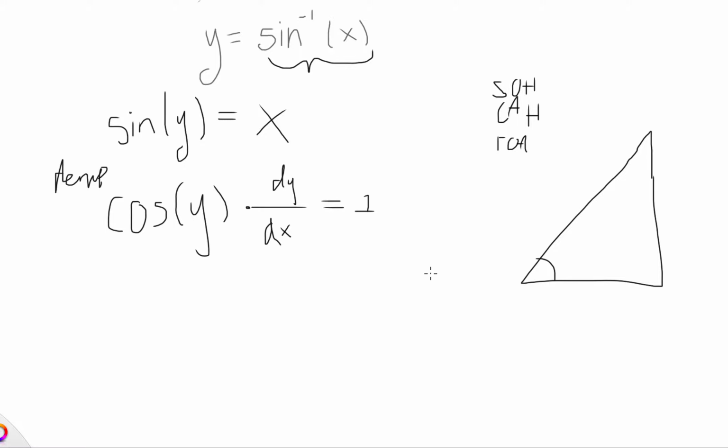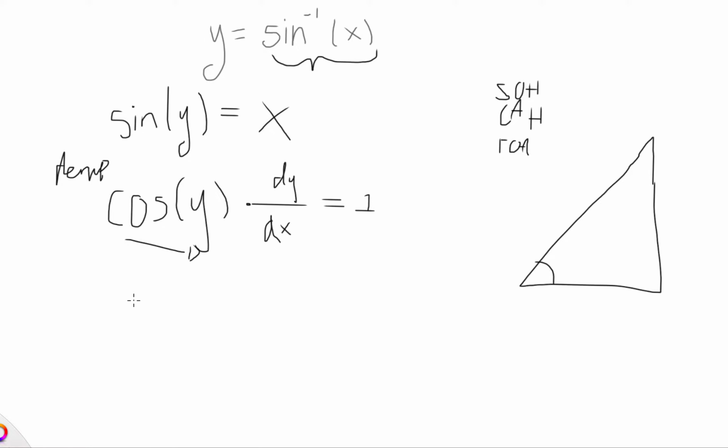So we know that the cosine of y times dy dx equals 1. Let's get this dy dx by itself. How do we do that? We can move this guy over here by dividing. So we'll divide by cosine y on both sides. So dy dx equals 1 over cosine y.